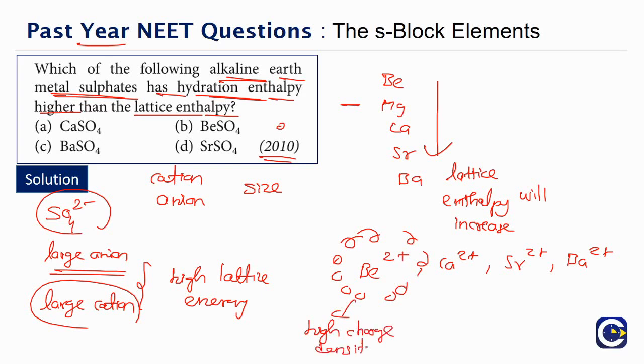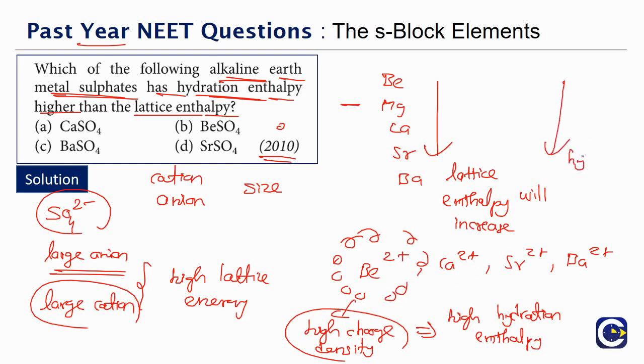The same will be the situation of lithium in the case of the first group. Because of high charge density, it can attract more layers of water molecules, which means more hydration energy will be released. So it will have high hydration enthalpy. Beryllium, because of its small size leading to high charge density, has high hydration enthalpy. So as you go down the group, the hydration enthalpy decreases, because it is highest at the top.